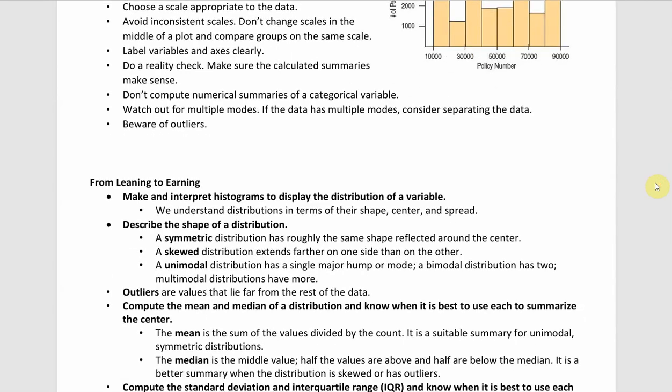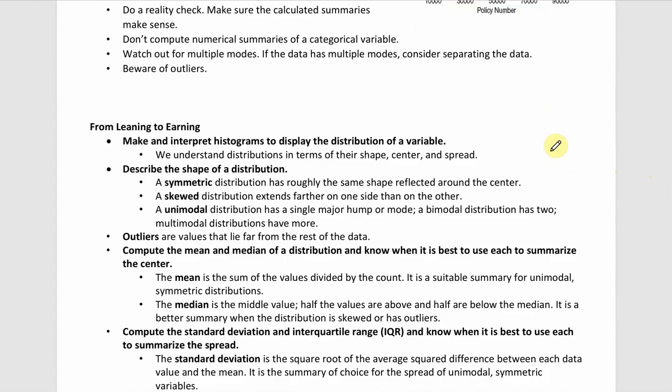Then some of the stuff down here. Let's see. So shape, center, and spread. There was an awful lot of that in this chapter. So shape, the biggest thing is being able to tell apart left and right skewed. Right? To tell apart symmetric from a skewed shape is really not that difficult. But left skewed and right skewed, it's easy to get those backwards.